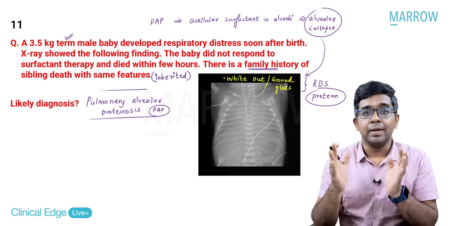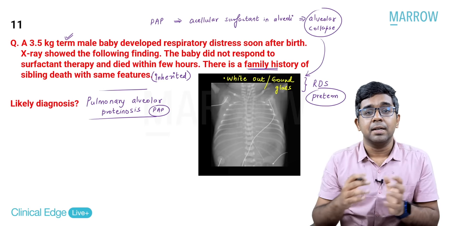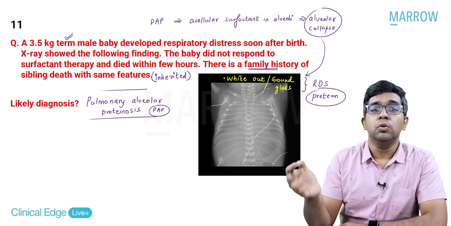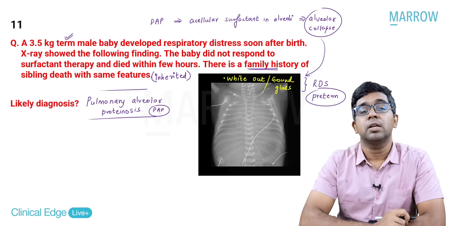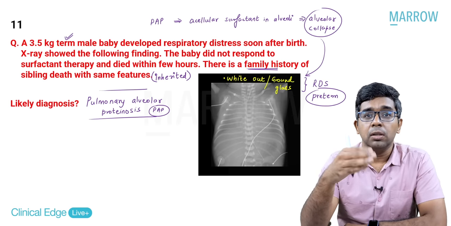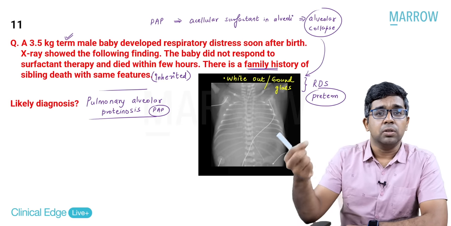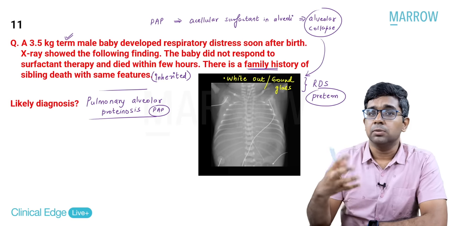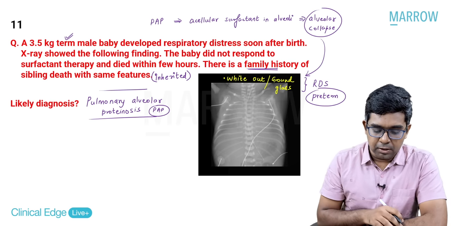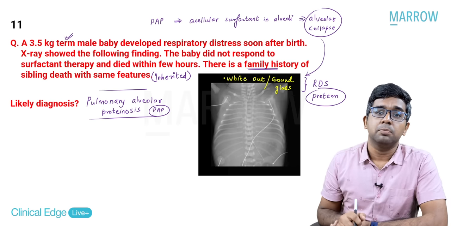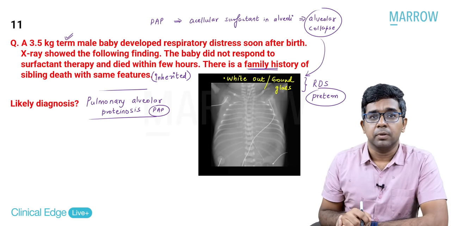It is accumulation of acellular surfactant inside the alveoli. That is why when you give surfactant also, this condition will not respond. Why? Because all the alveoli are occupied by the inactive surfactant. So even if you give an exogenous surfactant also, it is not going to work. That is why in this particular child, the child did not respond to surfactant therapy. Are you able to follow this?